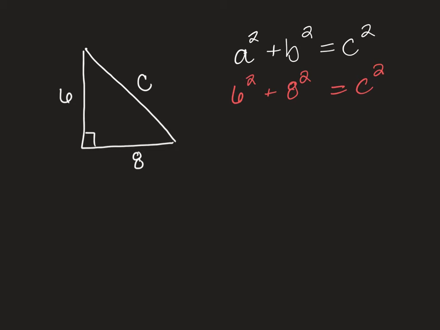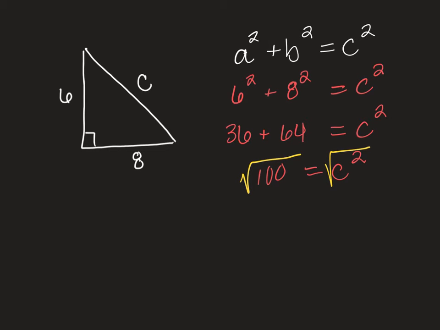Remember, when we square a number, we're multiplying it by itself. So we have 6 times 6 to get 36, 8 times 8 to get 64, and that's going to be equal to c squared. Then we'll add our 36 and 64, which gives us 100. Now we have to get c by itself, so we have to get rid of that squared. So we need to take the square root of both sides. That means c will be equal to 10.